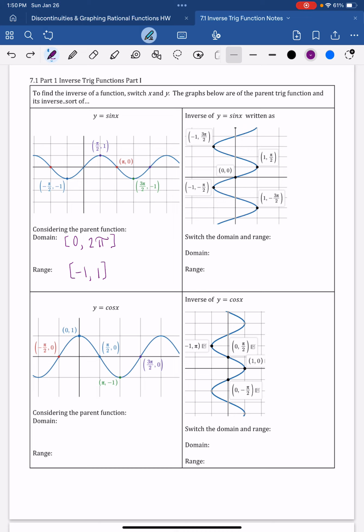Okay, so first, notation. The inverse of the function is written as f inverse of x. The -1 is not an exponent, it's not a -1 power. The -1 goes between the sin and the x, and this is read as the inverse of the sine curve.